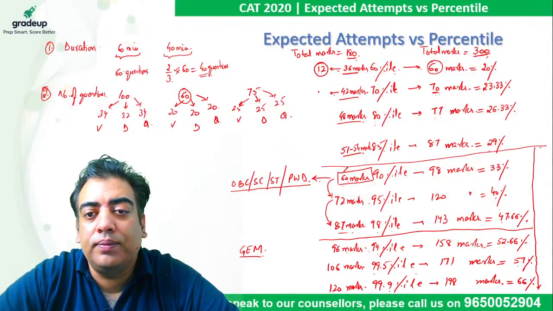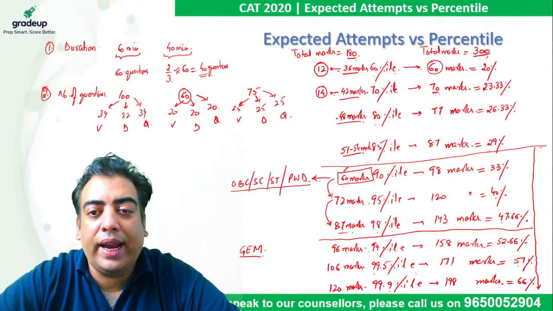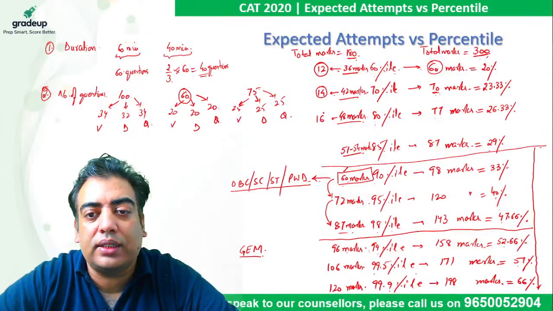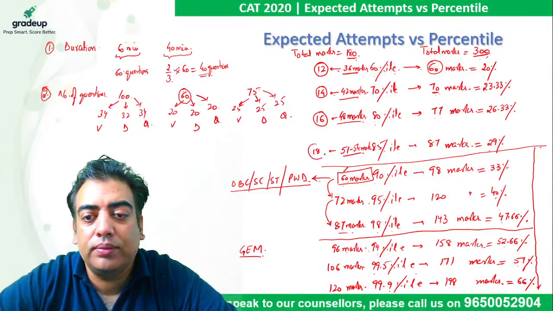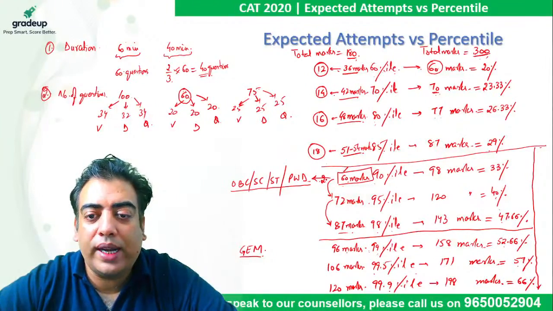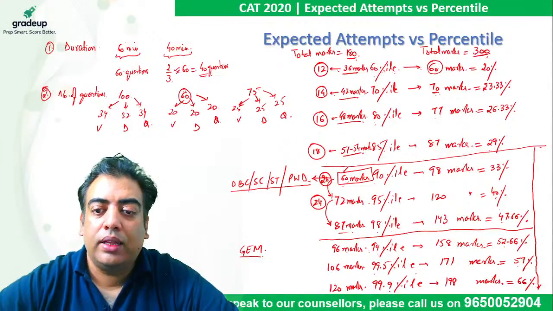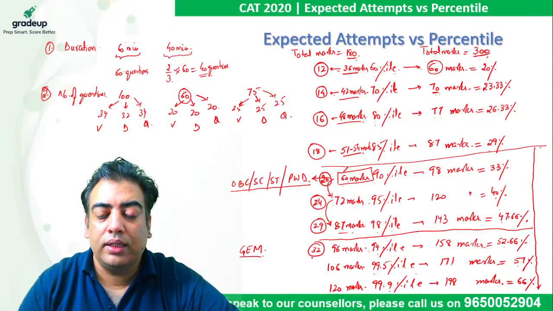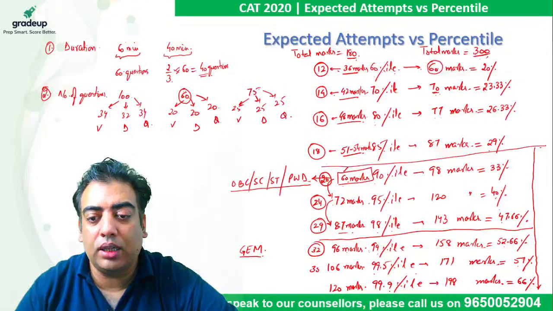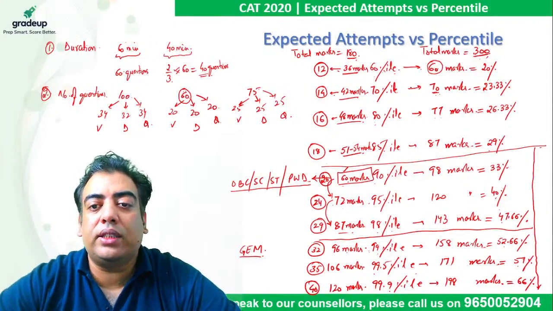42 will be feasible at 14 questions. 48 will be feasible at around 16 questions. This will be at 17, 18 questions. This will be at 20 questions. This will be at 24 questions. This will be at 29 questions. This will be at 32 questions. This will be at 35 questions. This will be at 40 questions. So kindly check it out.